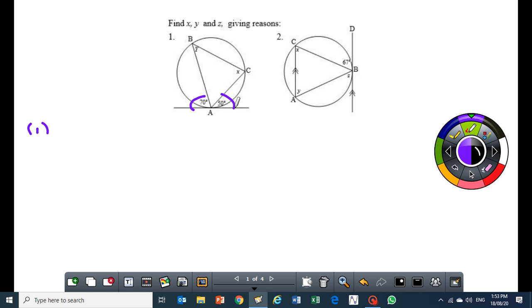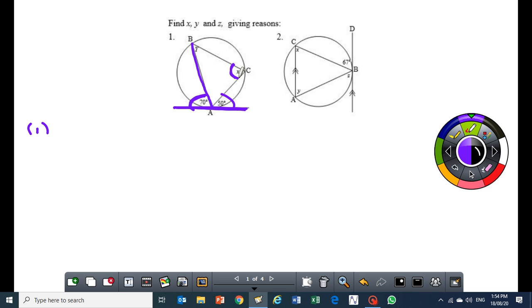Right. So I want to get x. My x is this angle. Okay? And we have a tangent there. Now this tangent and the chord AB, they form this angle which is equal to 70 degrees. Now this tangent here, it subtends angle C, which is equal to x. Therefore, x is equal to 70 degrees.